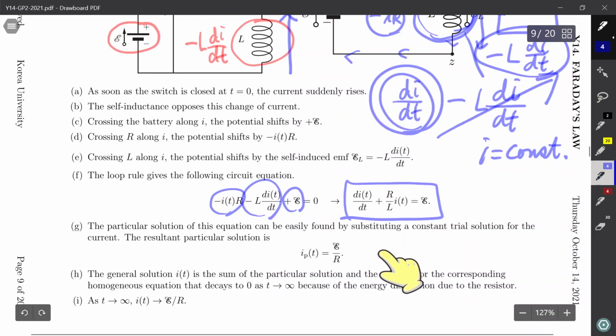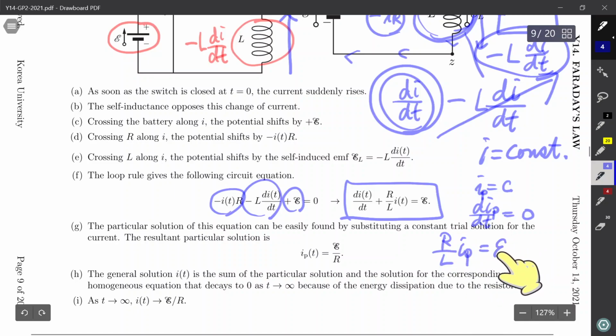The particular solution can be obtained in an easy way. For a particular solution I equals constant, then di over dt equals 0. So if we substitute the particular solution, R I_p equals E. Therefore, I_p equals E over R. L is divided in both sides, so there should be L in the denominator.